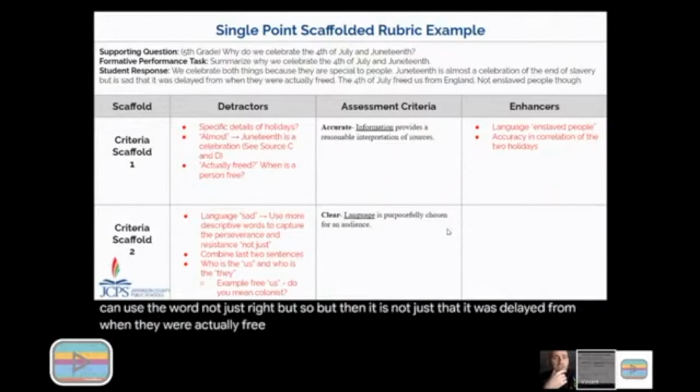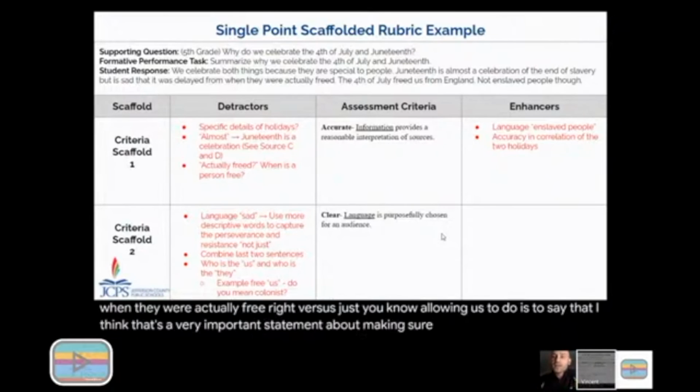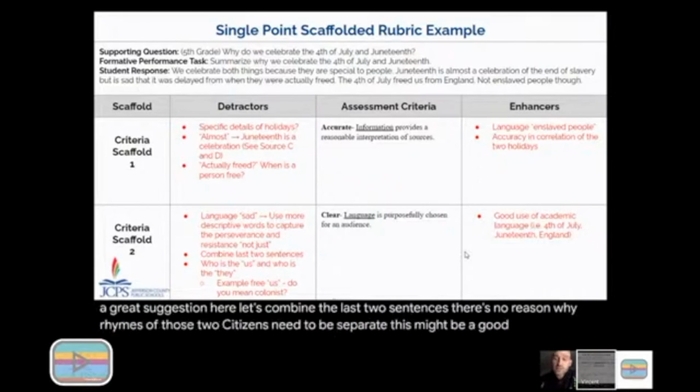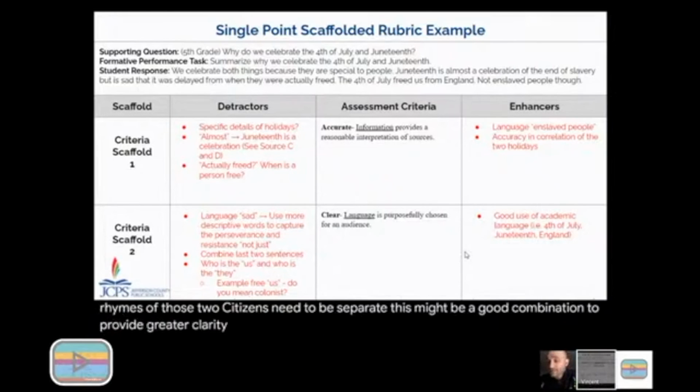Versus just allowing a student to sort of say that. I think that's a very important distinction about making sure that what they're saying is accurate to what they want to say, right? A great suggestion here. Let's combine the last two sentences. There's no reason why, right? Those two sentences need to be separate. This might be a good combination to provide greater clarity for an idea, right? Than having it segmented in two different ways.